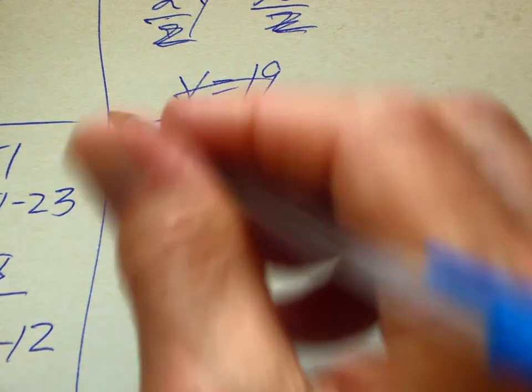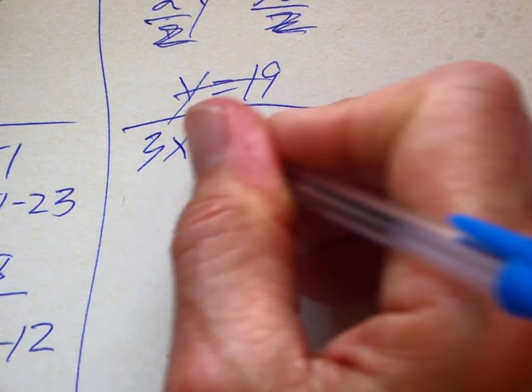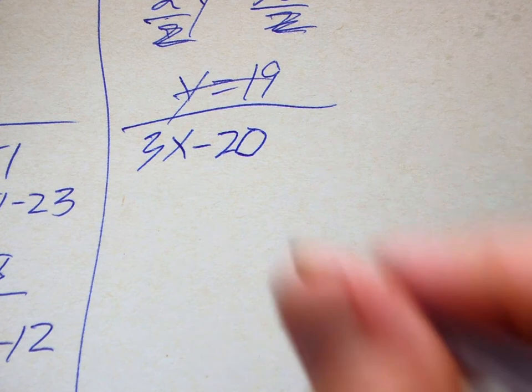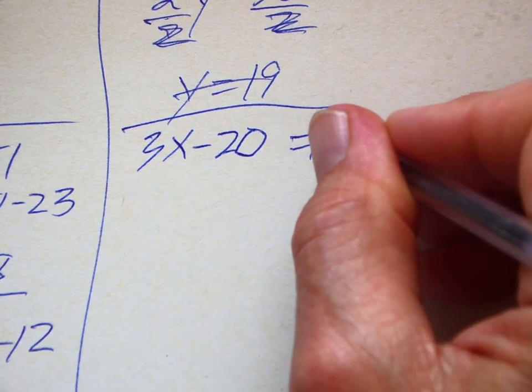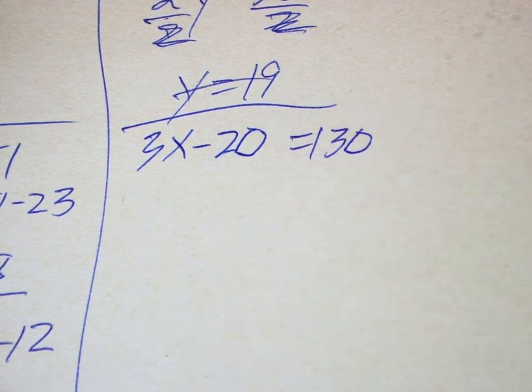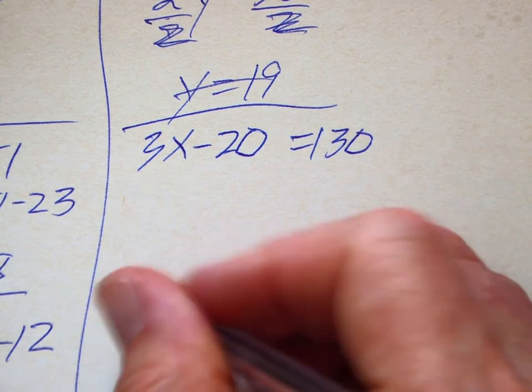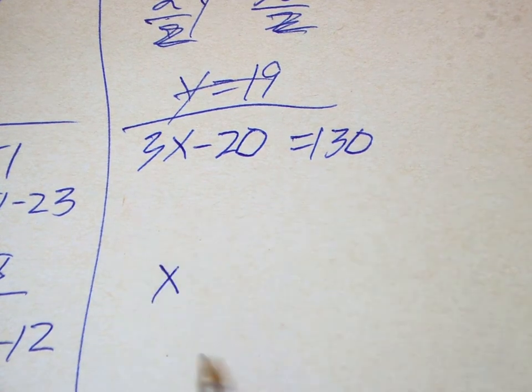3x minus 20 equals 130. So I'm on number 1. And again, we're on page 10 of 11. Okay, we want to get to x. So watch. How do we get to x?